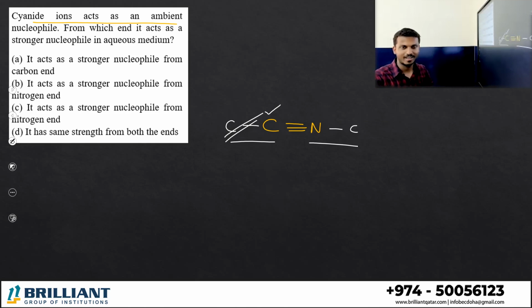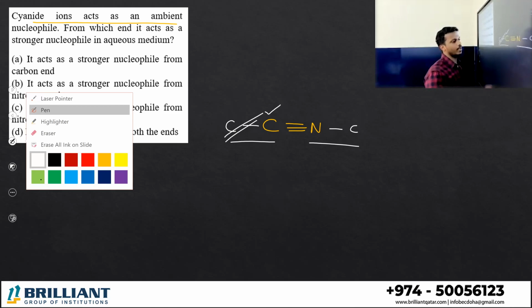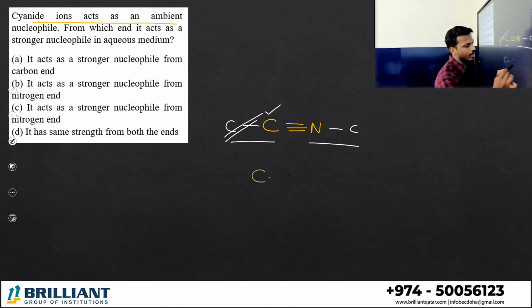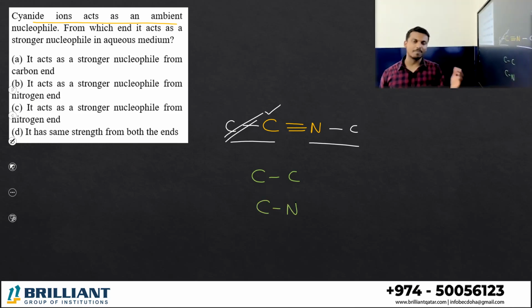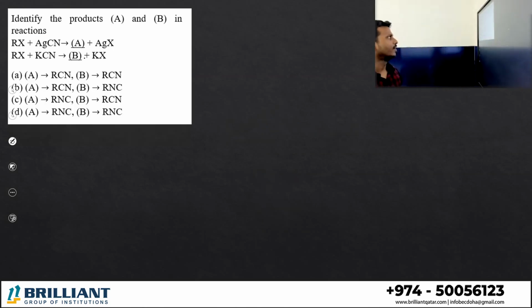The answer is carbon end, because in aqueous medium, the carbon-carbon bond is stronger than the carbon-nitrogen bond. Okay, the carbon-carbon bond is more covalent and stronger than the carbon-nitrogen bond. So we can say it acts as a stronger nucleophile from the carbon end. Carbon end is better for making a nucleophilic center.